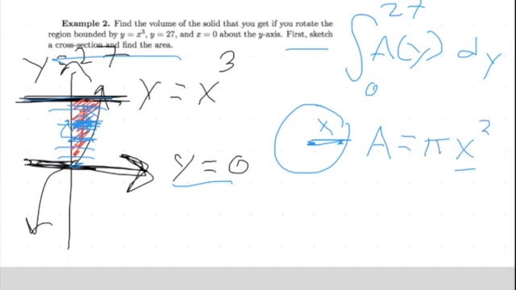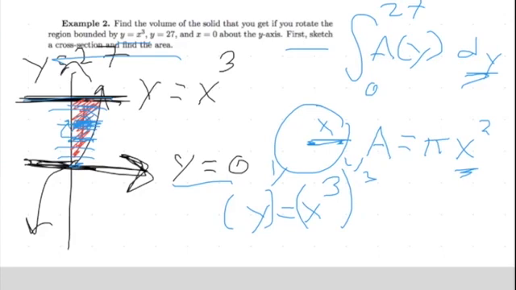There's a problem with that. This is an x and this is a dy. Those aren't going to play well together. So I need to solve for x in terms of y. Well, y is equal to x cubed. I can take the cube root of both sides, or I can raise both sides to the 1/3 power, however you think about it, and I can get y to the 1/3 equals x. That's awesome. I can plug that back in for x.